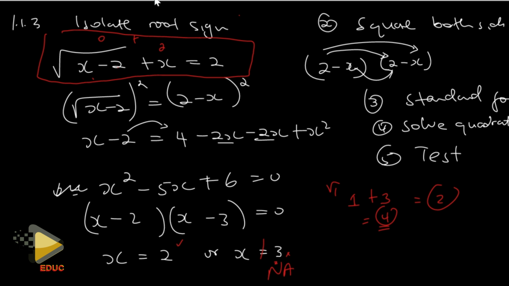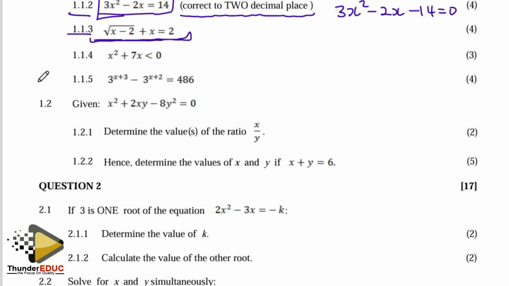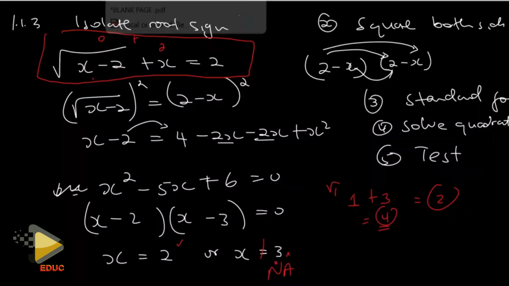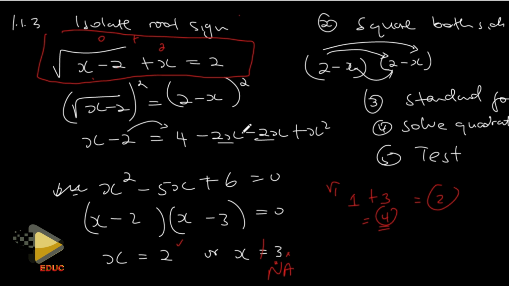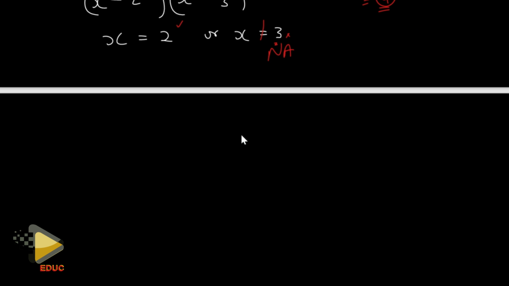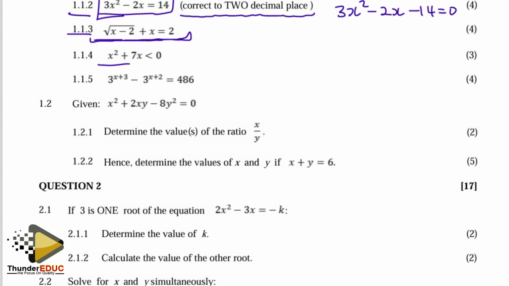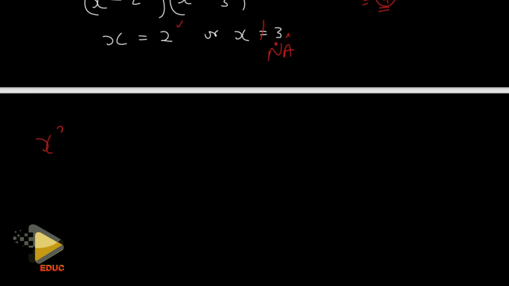Now, if you miss that last step, you're going to miss out the last mark, as long as all the other aspects are correct. All right, then we move on to 1.1.4. So this is an inequality. With the inequalities, there are rules. In as much as it's also an equation, there are things that we need to also understand. This is x squared plus 7x is less than 0.